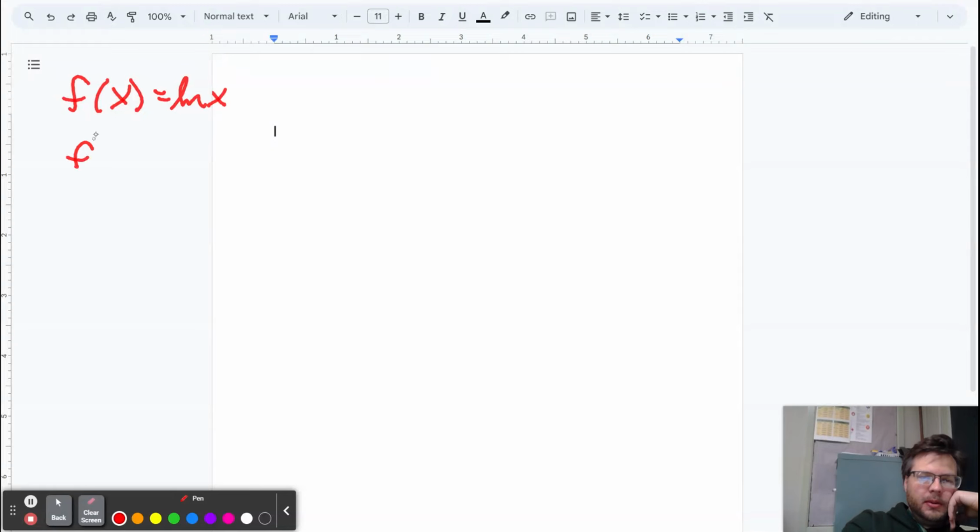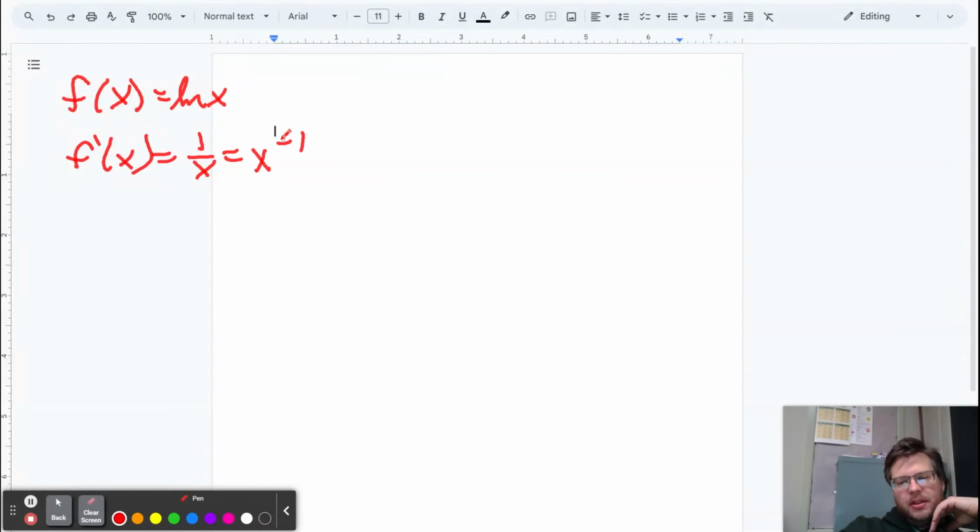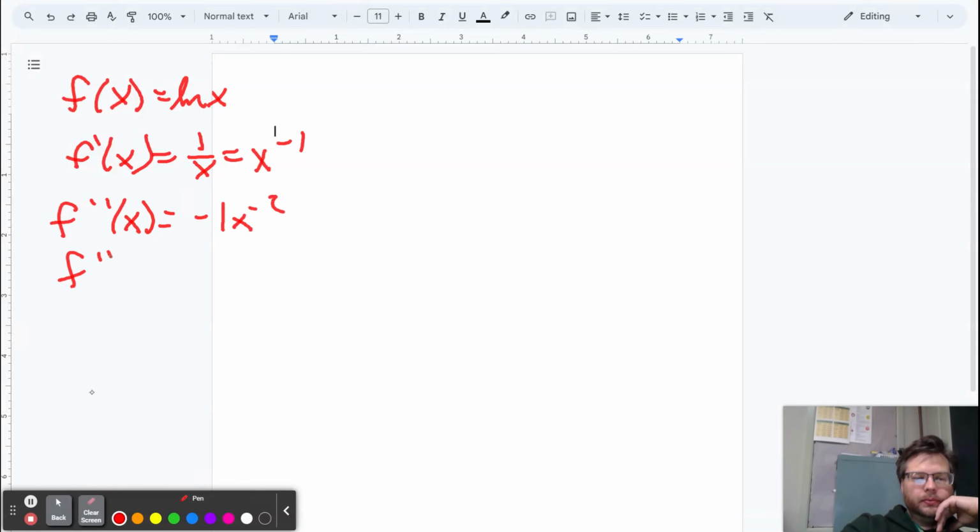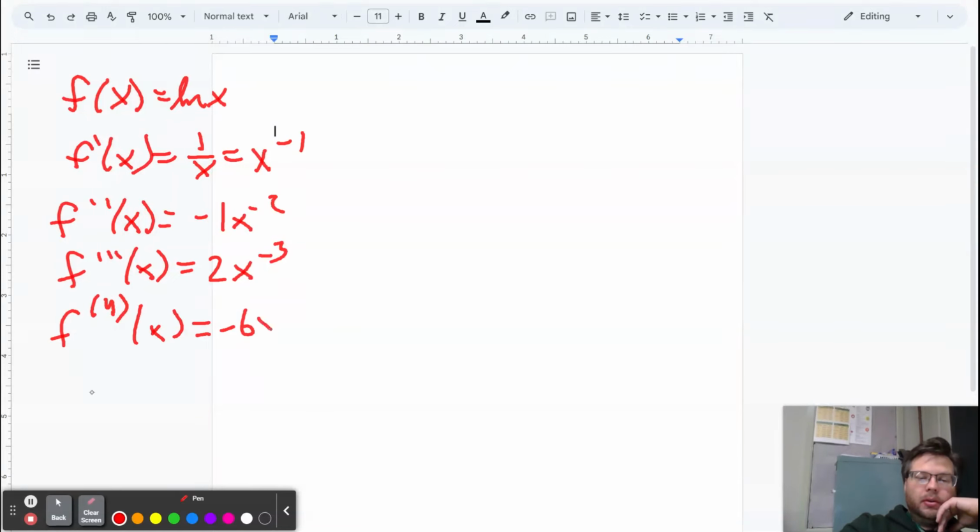The derivative of the natural log of x is 1 over x, which if you rewrite as a power makes it easier to take the next derivative. So the second derivative of the natural log of x is going to be negative 1 x to the negative 2. The third derivative is positive 2 x to the negative 3. Fourth derivative, I'm just doing the power rule over and over again. And I hope you're noticing some sort of pattern here.